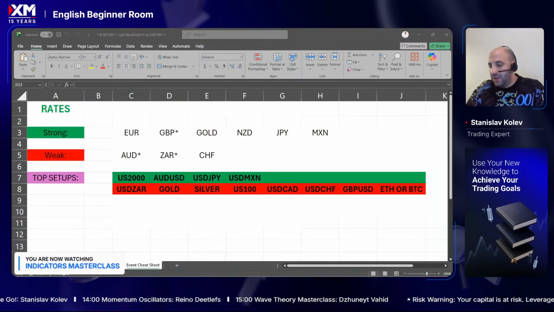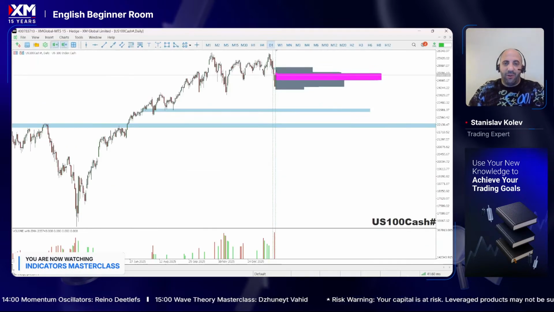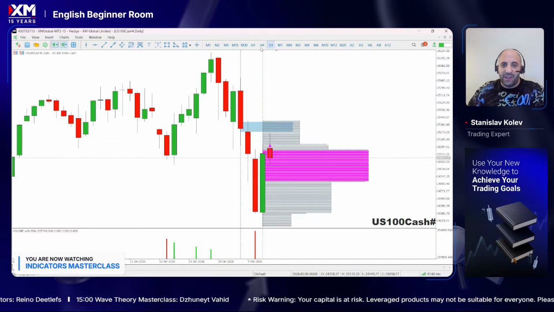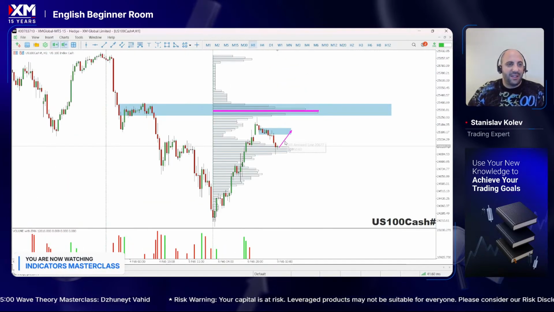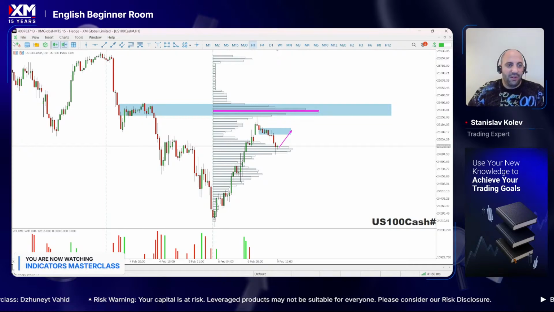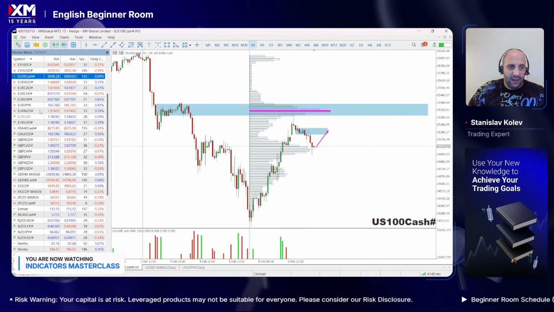Euro dollar. How do you see it? A pullback or maybe a reversal? Did we count the bottom? Please share, would be nice to know. Euro dollar, let's check it out.